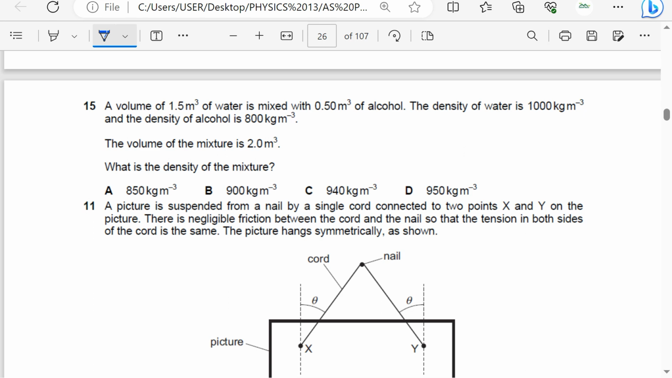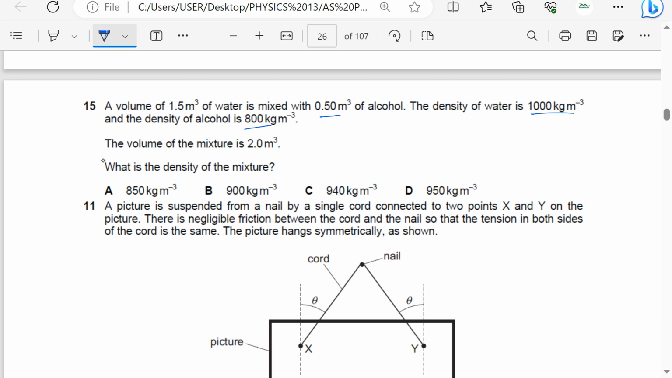A volume of 1.5 meters cubed of water is mixed with 0.5 meters cubed of alcohol. The density of water is 1000 and the density of alcohol is 800. The volume of the mixture is 2 meters cubed. What is the density of the mixture?